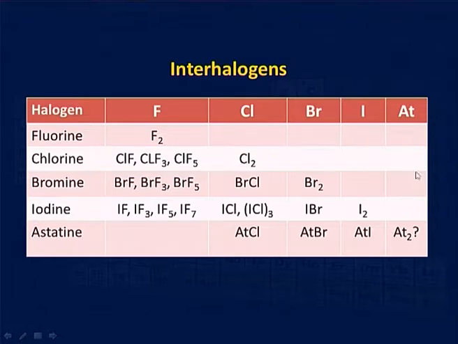The rest are not forming any such type of interhalogen compounds, meaning compounds of fluorine with bromine, iodine and astatine, or chlorine with bromine, iodine and astatine, have not been seen. Similarly, bromine does not form interhalogens with iodine and astatine. Iodine and astatine have very little possibility of forming interhalogens.